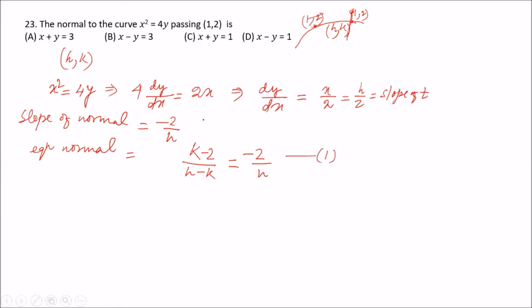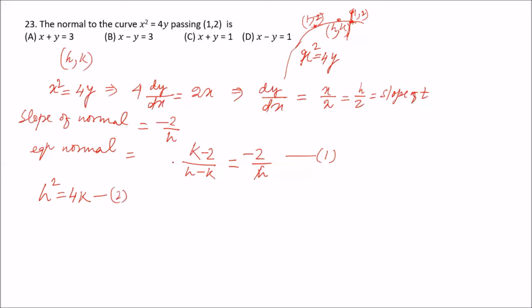And the other equation is, as (h, k) is on this curve x square is equal to 4y, this will satisfy this equation. So h square is equal to 4k. This is the second equation. From these two, I will solve for h and k. So if you understood, you can do it yourself. Now, this is equation 2.